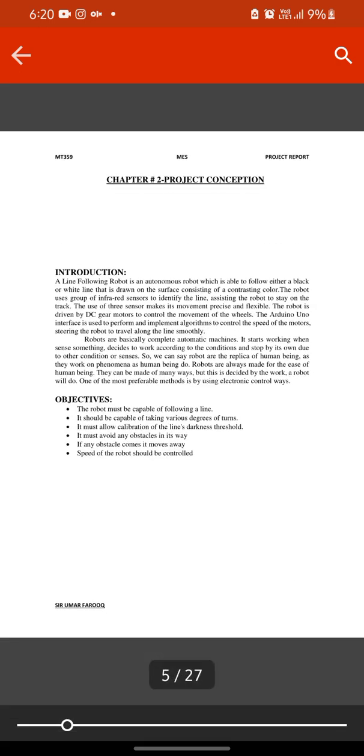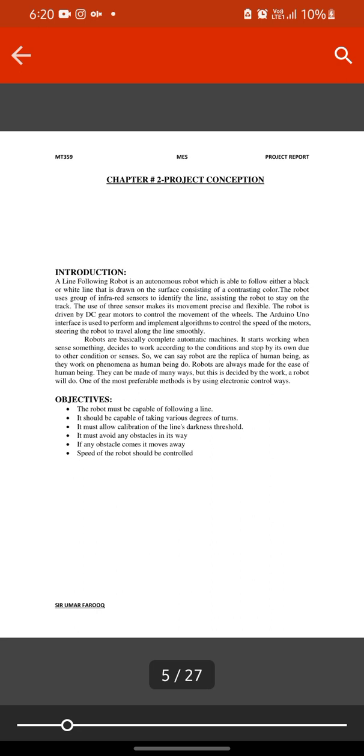So, introduction of the line follower. A line follower robot is an autonomous robot which is able to follow either a black or white line drawn on a surface of contrasting color. This means that if we use high quality IR sensors, it will be able to follow red, green or any color. But we use just basic IR sensors, so they just follow a black or white line. The robot uses a group of infrared sensors to identify the line, assisting the robot to stay on the track. The use of three sensors makes its movement precise and flexible. The robot is driven by DC gear motors to control the movement of the wheels.